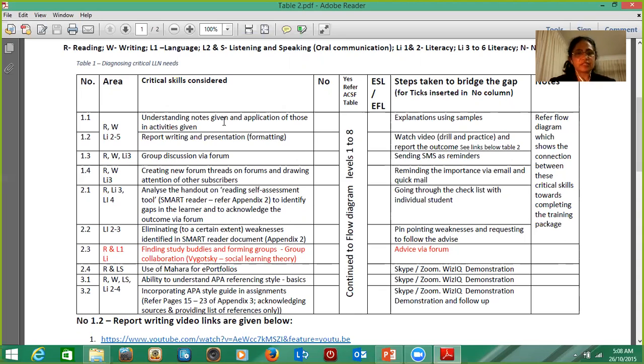So these are the critical skills in relation to different learning packages, but at the end, there are steps to bridge the gap between what the learner knows and where they're supposed to be. These are mostly done through drill and practice exercises, then a checklist we use to make sure that the students have completed what is expected, then pinpointing weaknesses and requesting follow-up advice. Advice could be via forum, via Skype, WizIQ, then Zoom. These are all tools that we use.